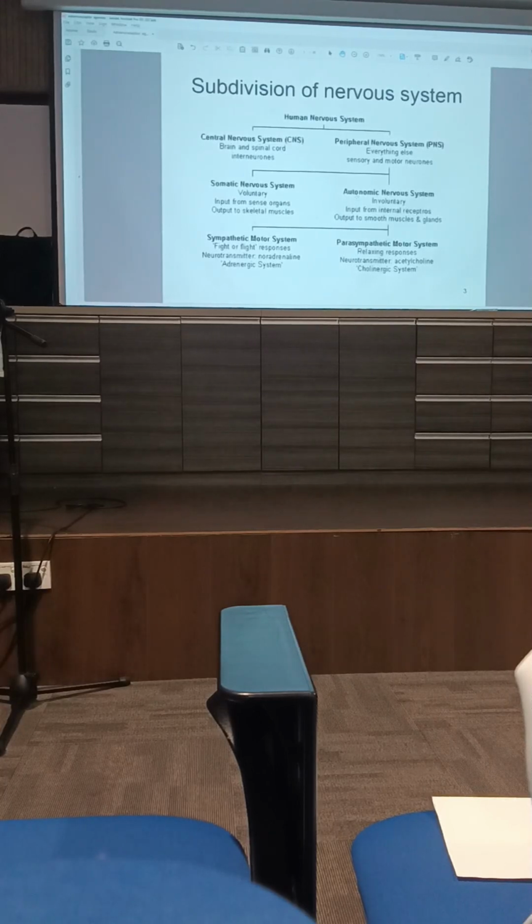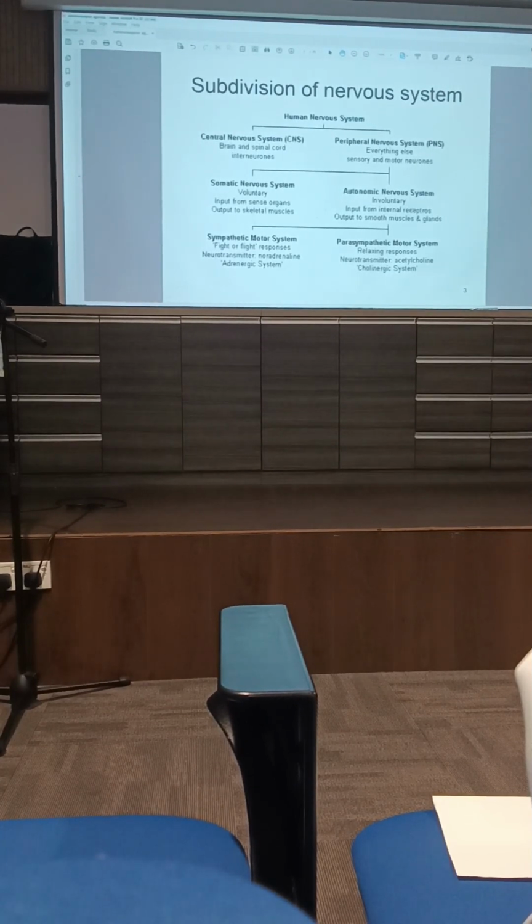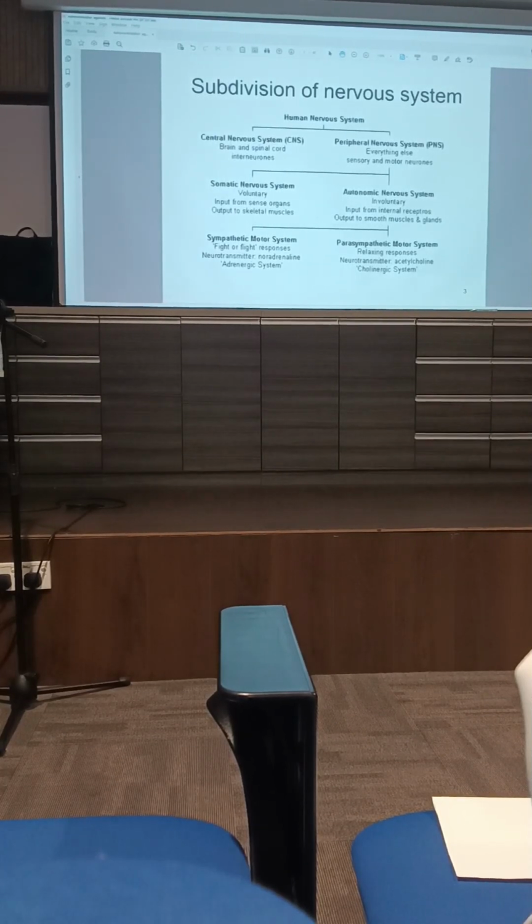The second category is the autonomic nervous system, which is normally in charge of involuntary movement. Involuntary means something you have less control over or no control at all, like heartbeat. The way you blink your eyes is actually involuntary, although sometimes you can control when you want to blink. When I talk about input, it means where the signal is coming from. The signal is coming from internal receptors. The outputs are normally to smooth muscles.